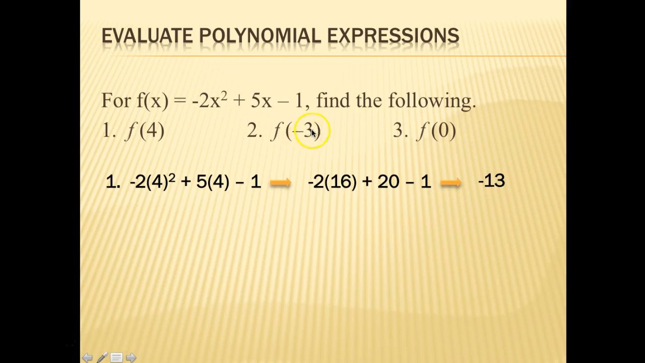For number 2, I'm going to plug in negative 3 in for my x here and here. And then order of operations, you do not do negative 2 times negative 3 first. You do negative 3 squared first, then times negative 2.